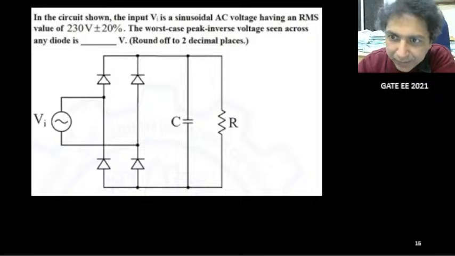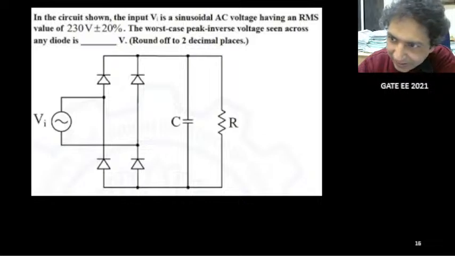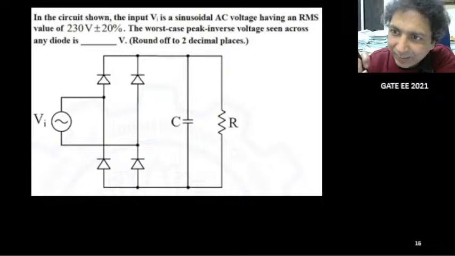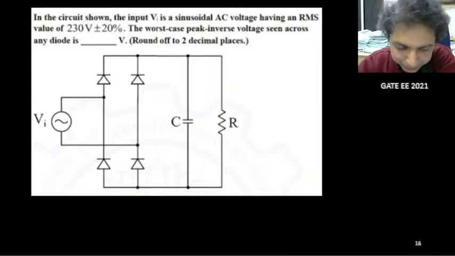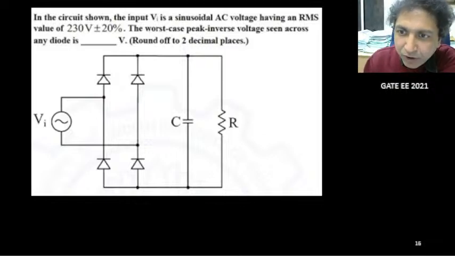In a full wave bridge rectifier, the peak inverse voltage is the same as the peak voltage of the input voltage. I think it is known to you. But for the center tap full wave rectifier, we are using 2 diodes. In that case, the peak inverse voltage will be twice Vp, the peak voltage. So you should keep that in mind for full wave rectifier.